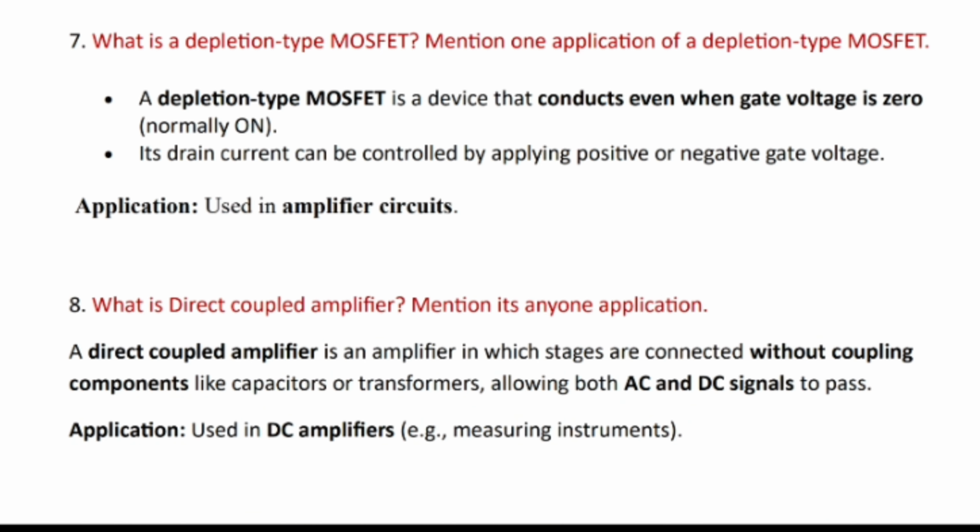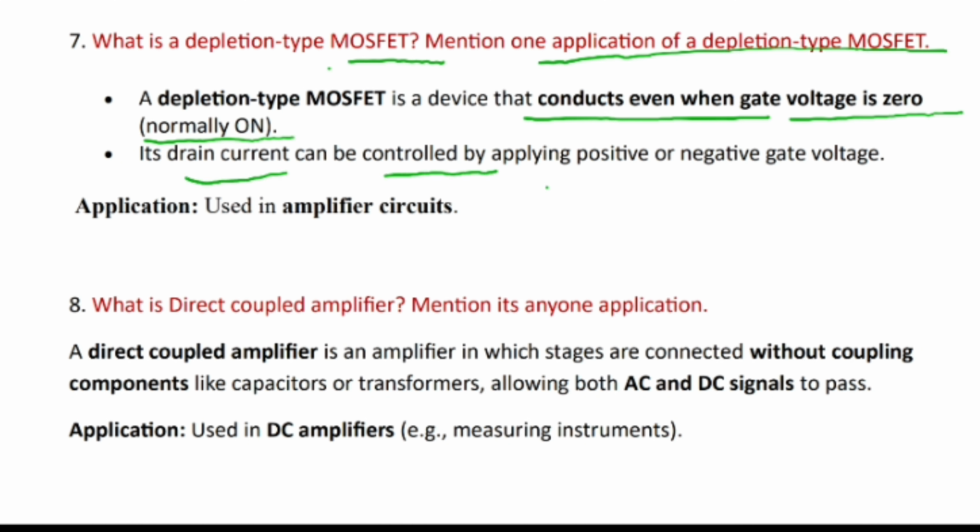Next, what is a depletion type MOSFET? Mention one application of the depletion type MOSFET. A depletion type MOSFET is a device that conducts even when the gate voltage is 0, that is, it is normally switched on. When the gate voltage is 0, it is normally on. The drain current can be controlled by applying a positive or negative gate voltage. And the main application is in amplifier circuits.